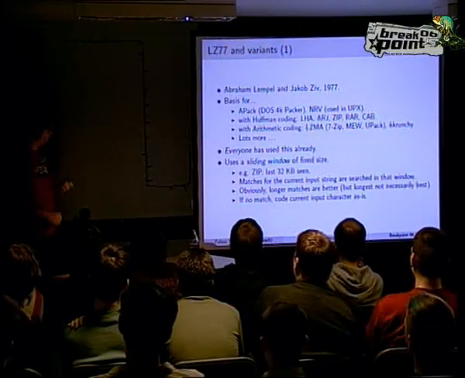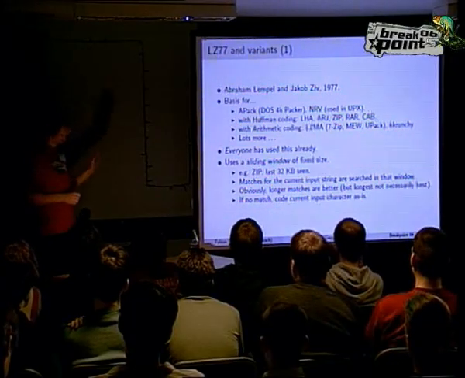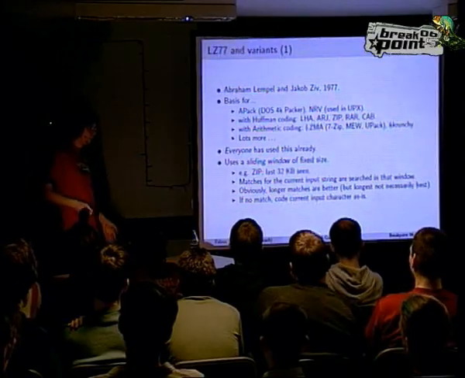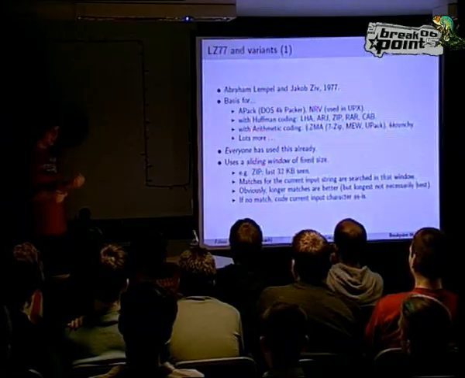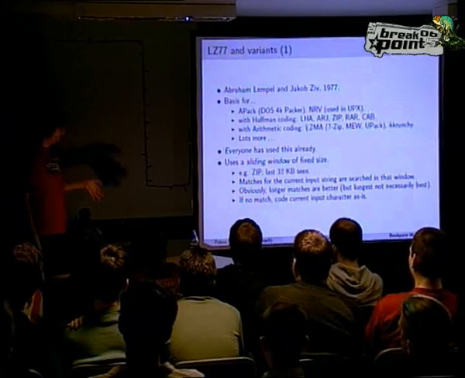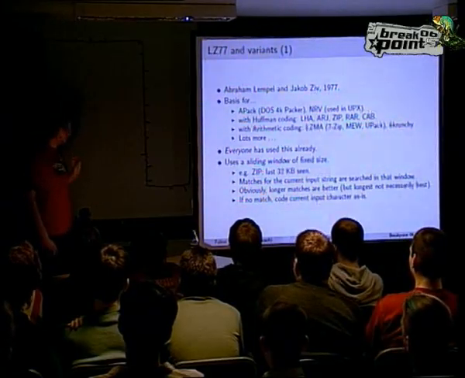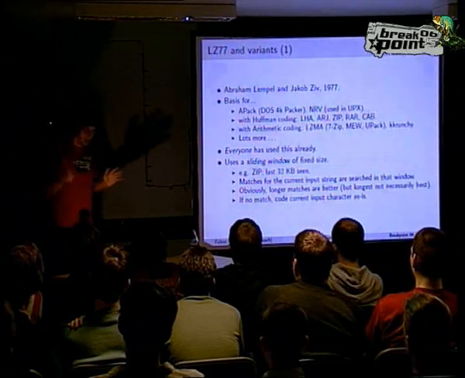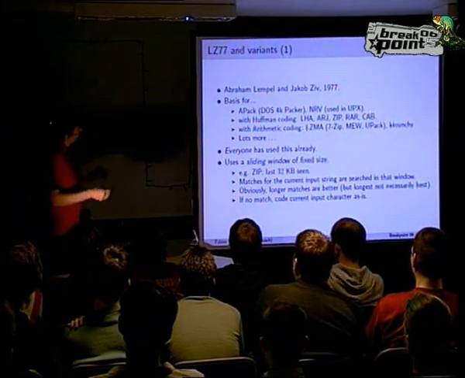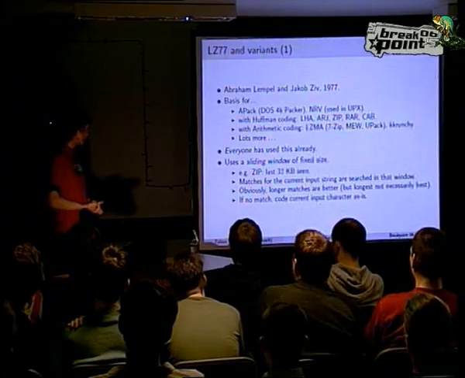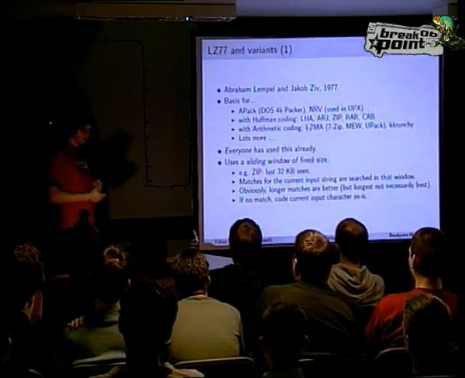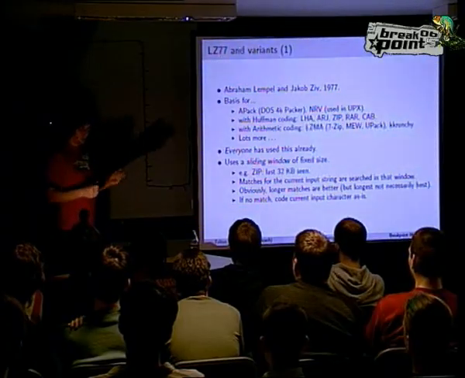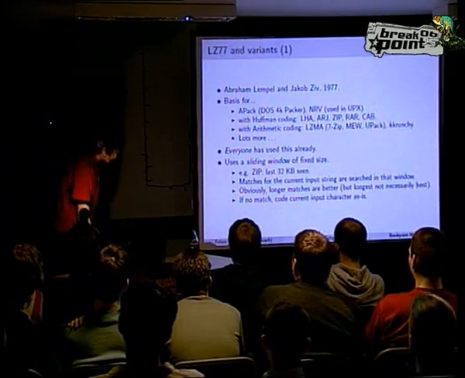But if the longest match you can find is something like 3 characters, depending on where in the window it is, it might be beneficial not to code it at all. So the longest match is not necessarily the best one. If you don't find any match with this history window, with the last 32 kilobytes at all, then you just try to code it as is with whatever you used before.